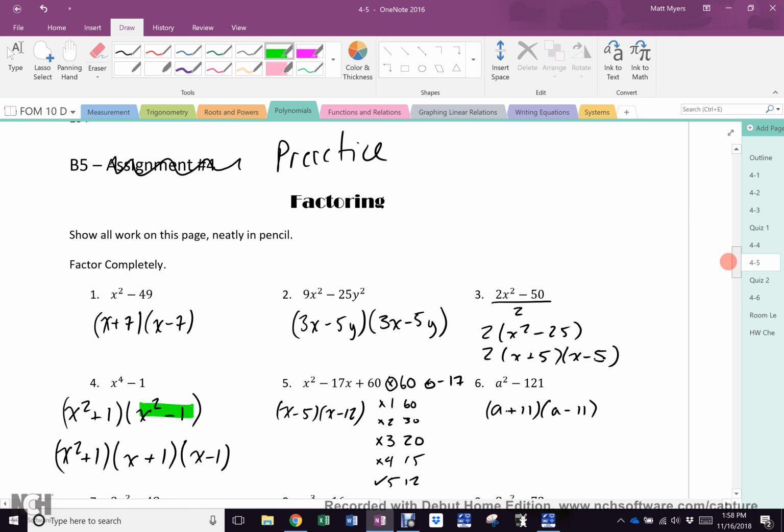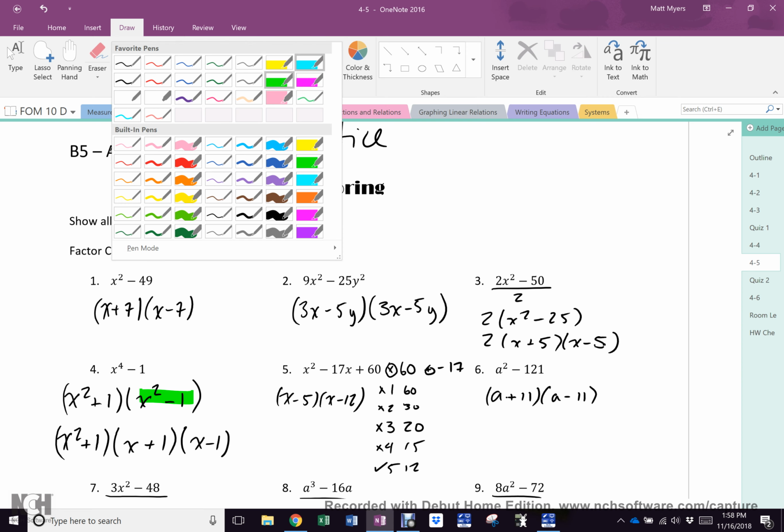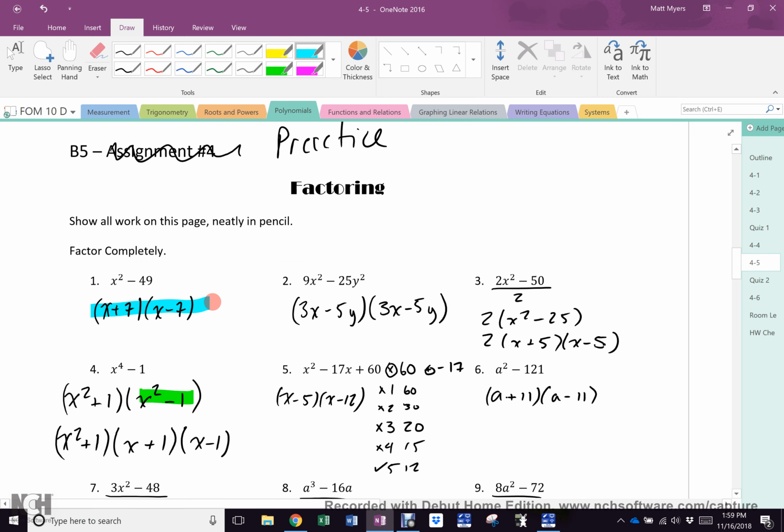Okay, ladies and gentlemen, the whole page is done. The whole page has been recorded. Here are the first 6 answers, so you can make sure you're doing it right. Are people ready to see the first 6 answers? That means you've done some of them. You're not sitting there going, hey, I don't know, Mr. Myers. You understand? Yes. All right.